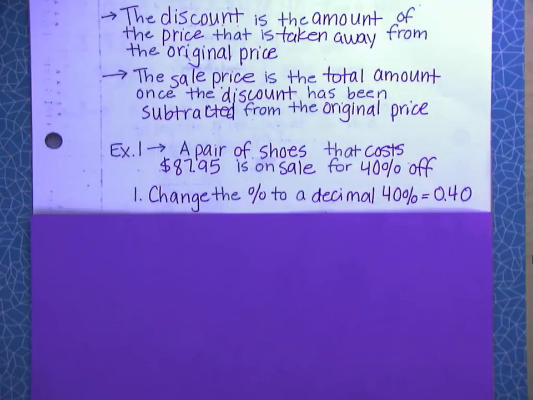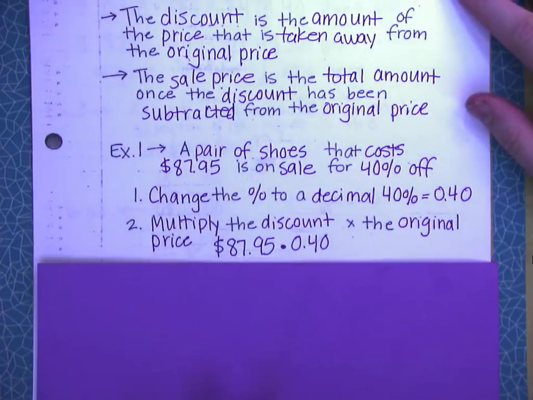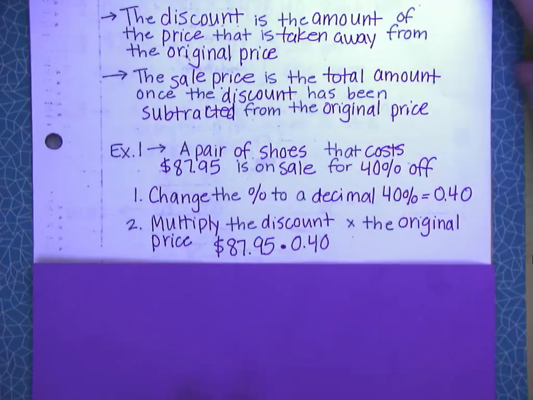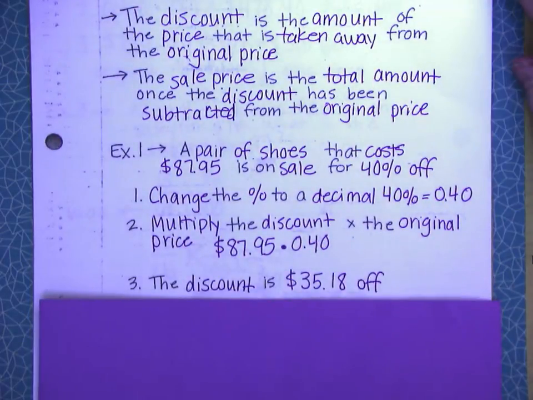Okay? And then the next thing that we did was multiply the discount by the original price. Or yesterday we multiplied the tax by the original price. Okay? So we're going to multiply the discount by the original price. And then we'll find that the discount is $35.18 off. So 40% of $87.95 is $35.18. So that's the amount that we're going to take away from our original price.